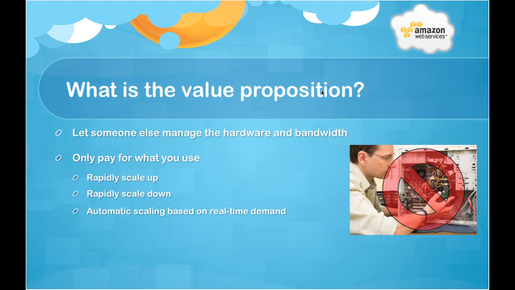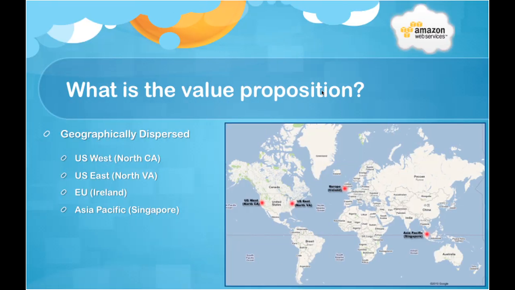One other note I wanted to put on here is automatic scaling. With Amazon, you can set it up to dynamically scale your application up and down based on real-time demand. I'm not going to cover that in the demo I'm going to give in a few minutes, but I wanted you to be aware of it. And also, you can get up and running in just a few minutes.